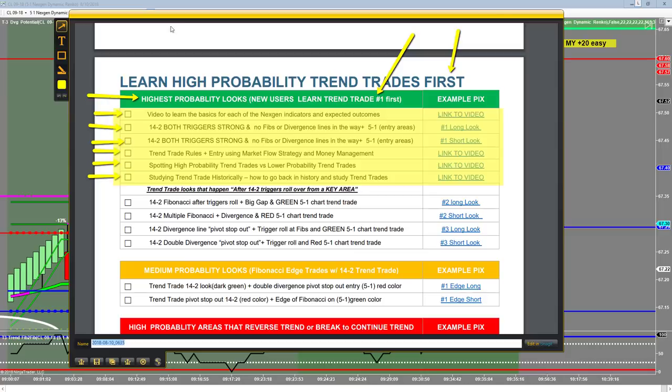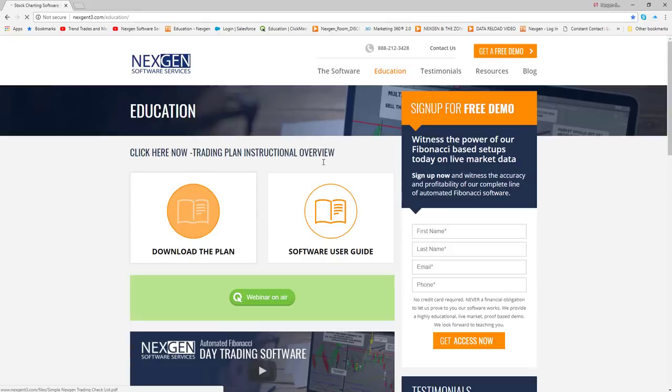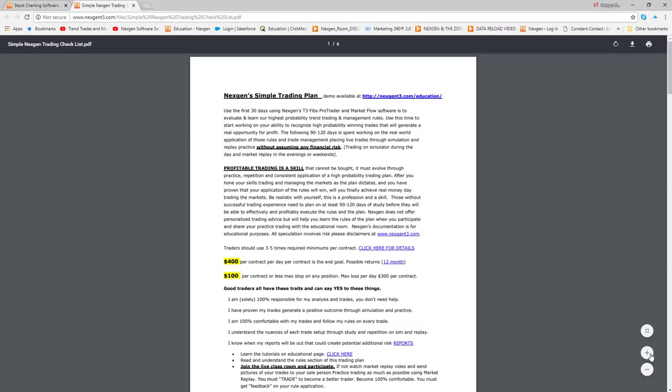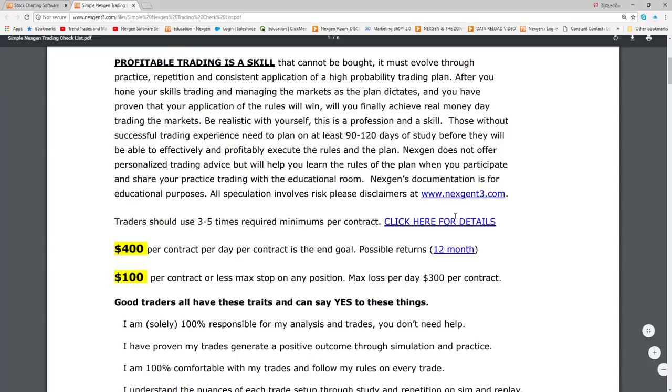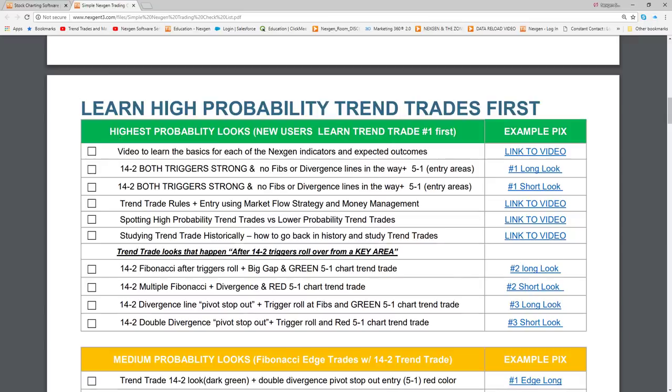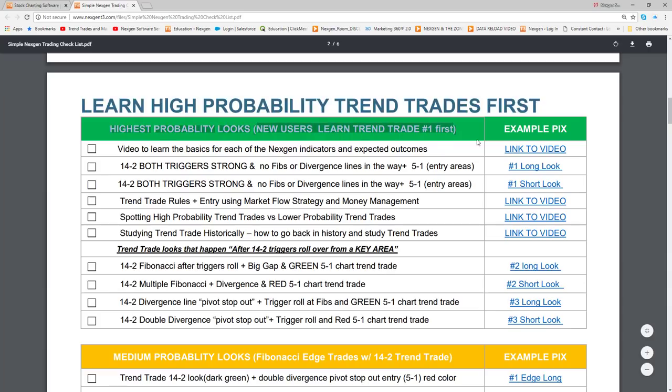Let me show you on the website, on the education page, on the trading plan. So look, let me blow this up. We talk about this every day. The first time you're going to spend reading the Pro Trader, learning the high probability trend trades and how to manage your trades. This in the plan, this is page number 2. This is the section where you're going to do this. So again, learn high probability trend trades first. New users, just this first trade is really all you need, right?